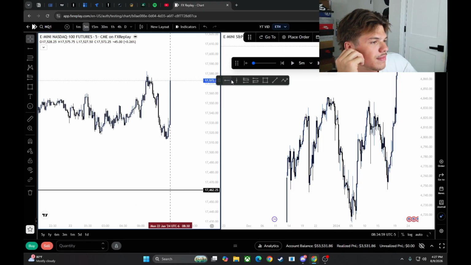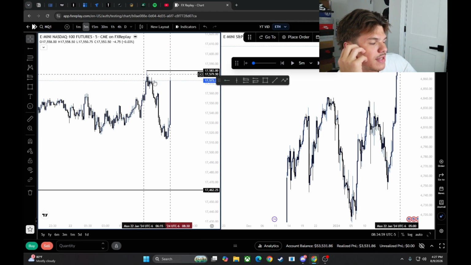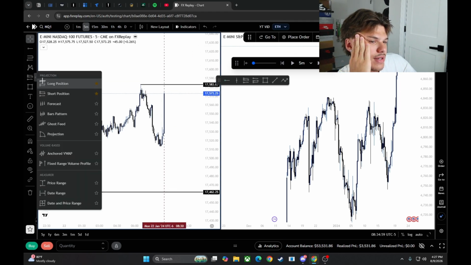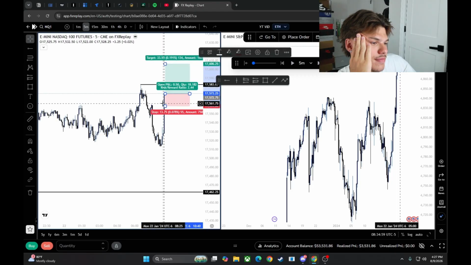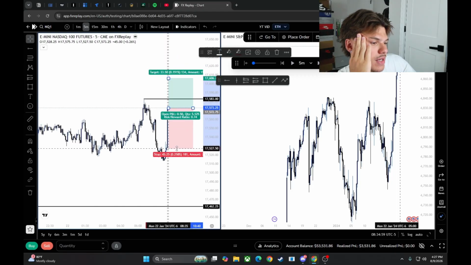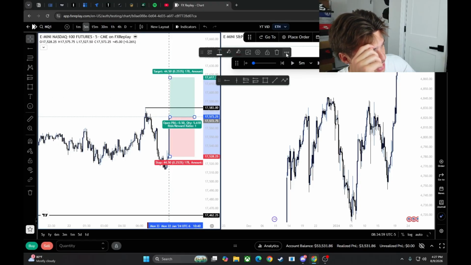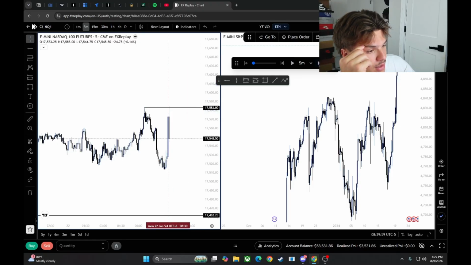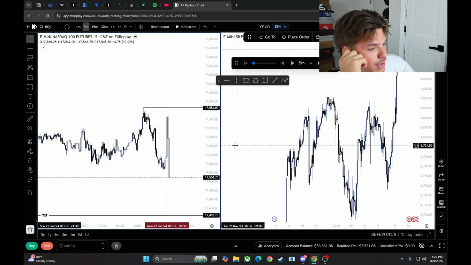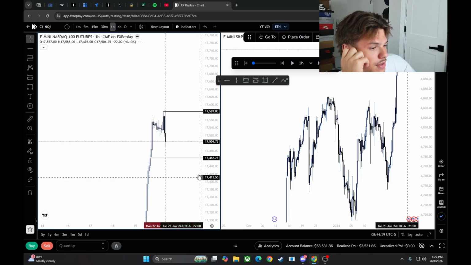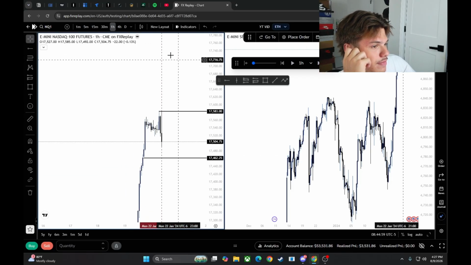Clear displacement. I mean, we'll probably deliver to this internal high, but for me to get a 1:1 out of this, I need to target way past all-time high. I'm not going to take that. Would have been break even anyway. Yeah. Getting some nice displacement lower though.